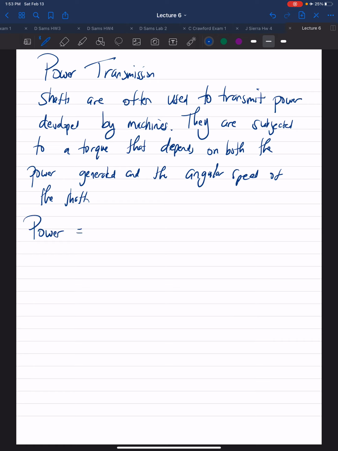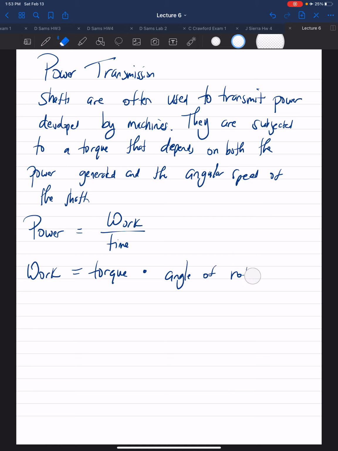So power equals work per time. Also, the work transmitted by a rotating shaft equals torque times the angle of rotation, so power is equal to the applied torque times the angular velocity, and this is omega.